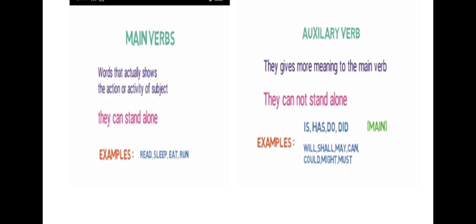Modal auxiliaries, primary auxiliaries. Now, what are primary auxiliaries? Primary auxiliaries are, as given in the slide, is, has, do, did. These words are called primary auxiliaries, and modal auxiliaries are will, shall, may, can, could, might, must. These words are called modal auxiliaries. In this video lesson, we would be doing primary auxiliaries, and we would be covering modal auxiliaries in our next class.